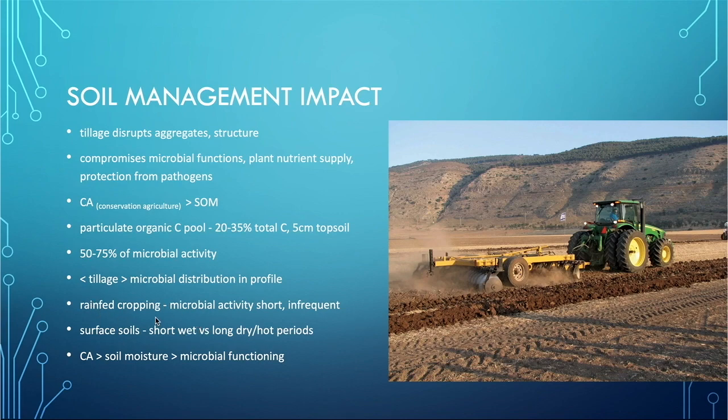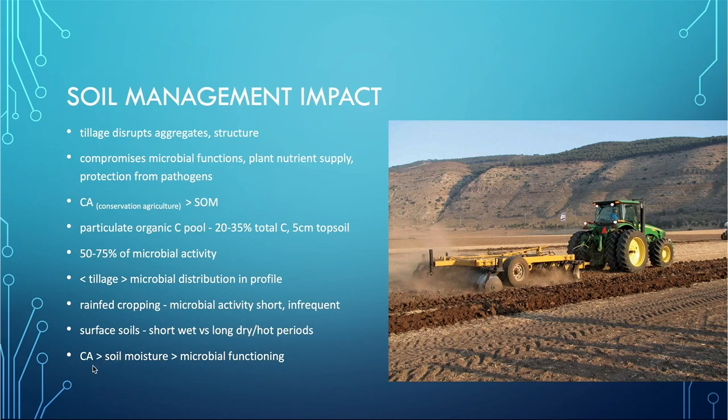In Australia, a lot of our crops rely on being fed by rain. Microbial activity is only short-lived, and it's infrequent because it only relies on that rain. So surface soils have short wet versus long dry periods. And so this really reduces microbial activity and therefore food for our plants.